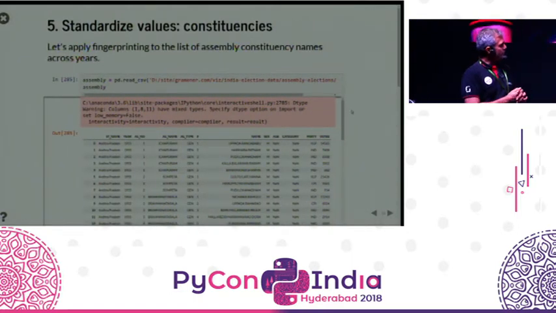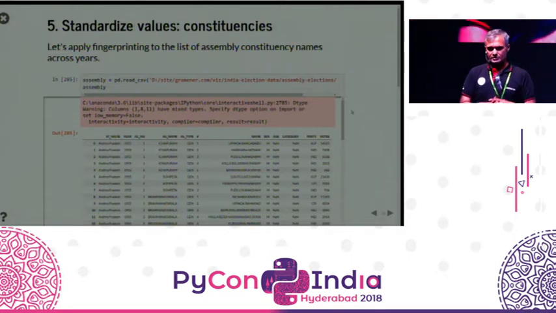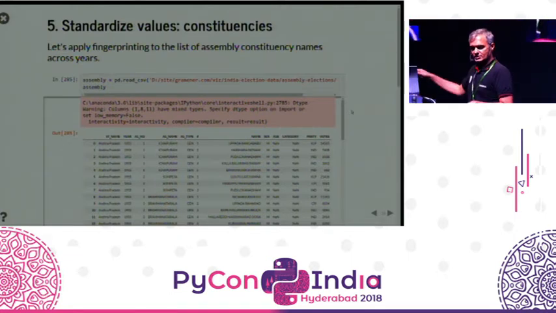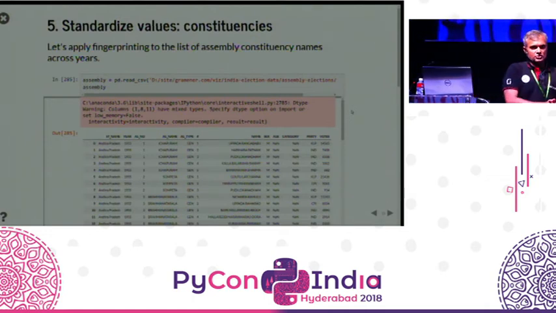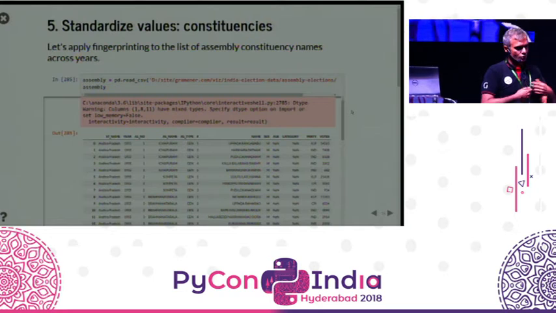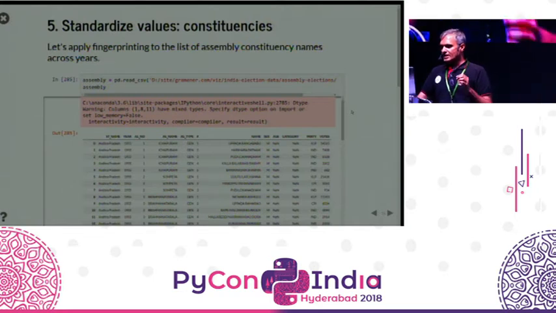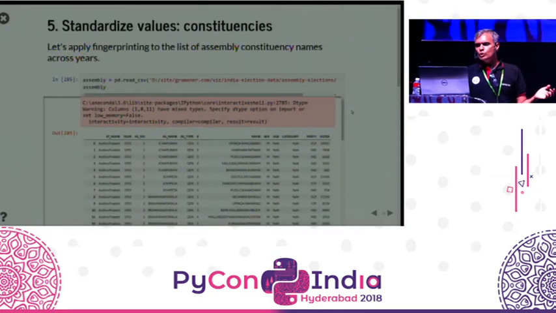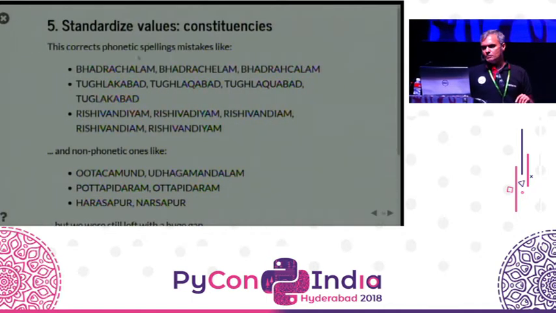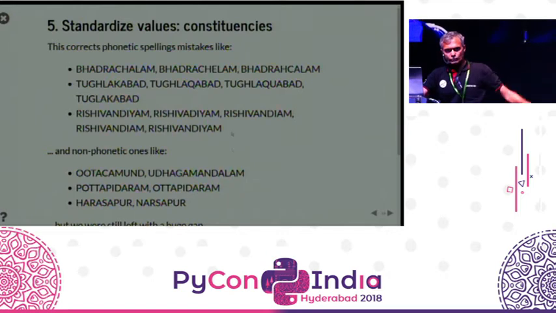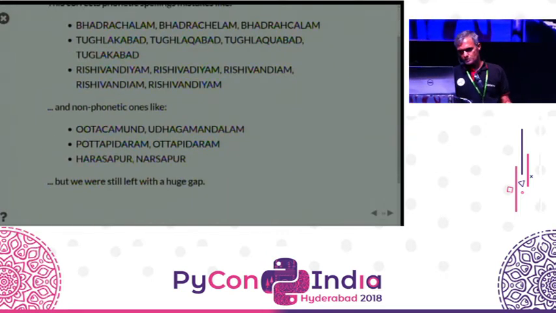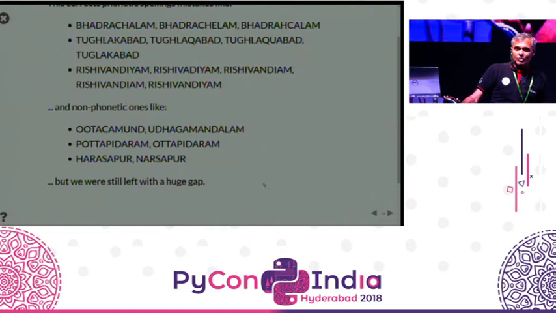One of the biggest pieces of work that we did was when we took election data in 2014, historically, all the way from the 1951 elections till 2014, and said, can we look at who won in which constituency, which party won, how many candidates were contesting, all of those stats. The trouble was that the names of some of these constituencies were all over the place. To give you an example, Bhadrachalam was spelled in 3 different ways. Tughlakabad was spelled in 4 different ways. Rishivandiyam was spelled in 5 different ways. But the fingerprinting algorithms caught every single one of those, including some non-phonetic ones, like Uttakamand versus Uttakamandalam. But this still didn't fix all of it.